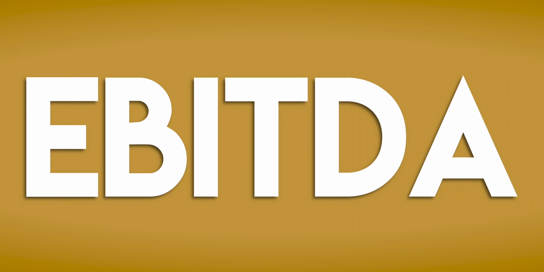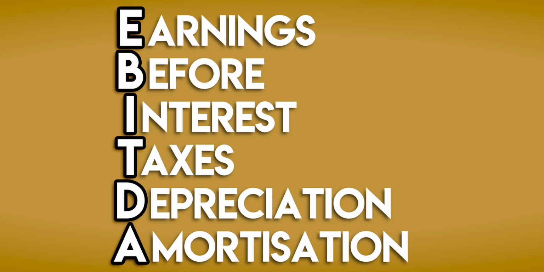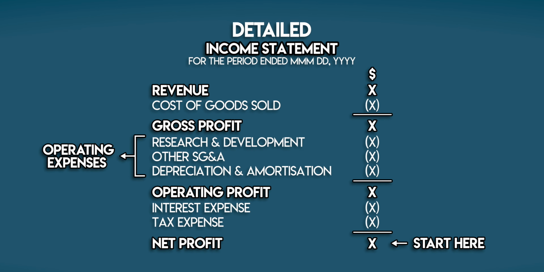But how can we calculate EBITDA? It's a very similar process. EBITDA means earnings before interest, taxes, depreciation, and amortisation. So we start with net profit and add back interest and taxes, just like we did for EBIT, but this time we're going to go a step further by adding back depreciation and amortisation as well.